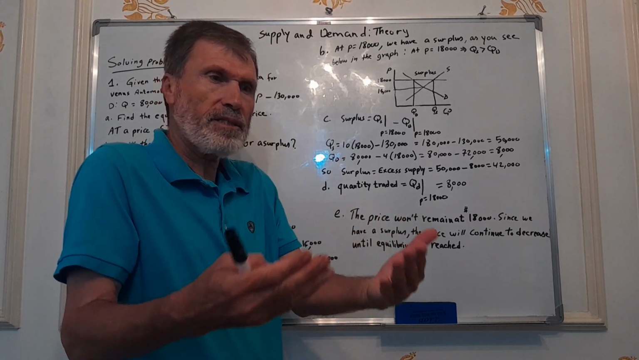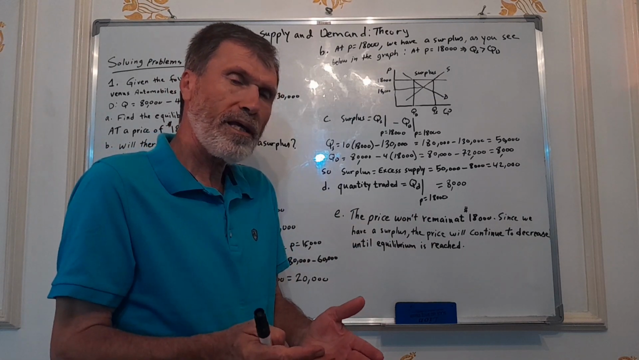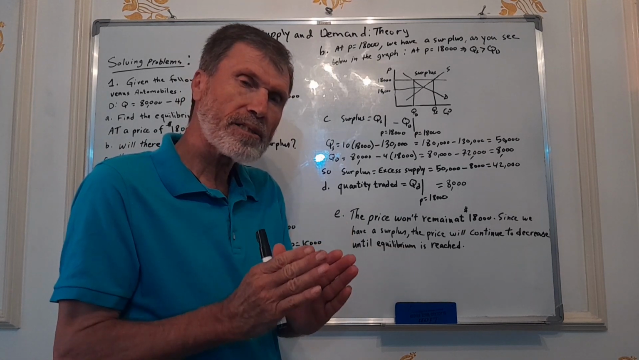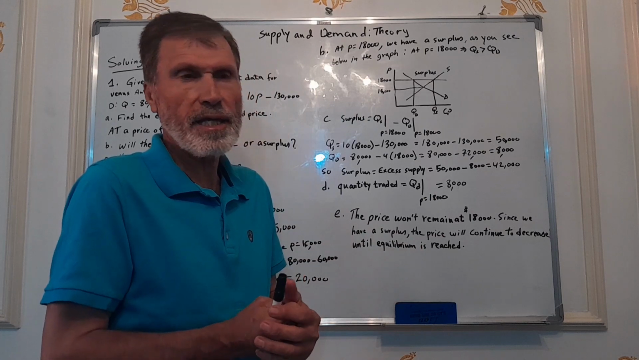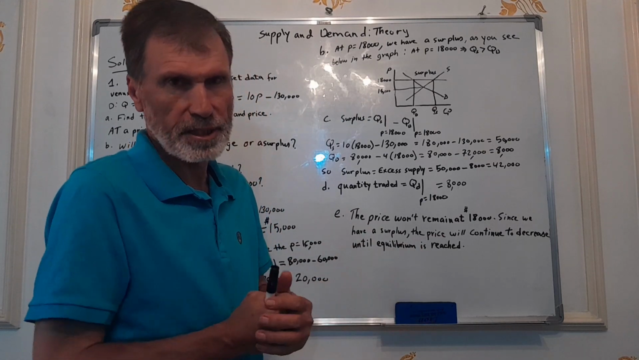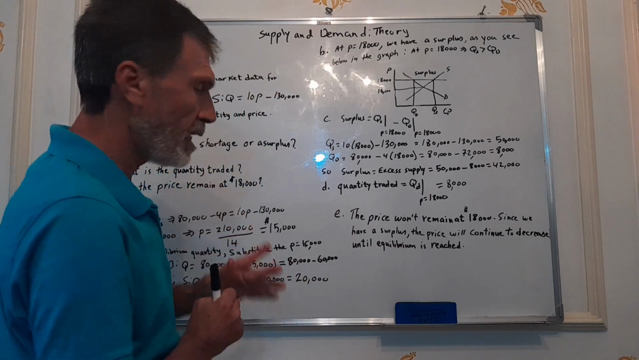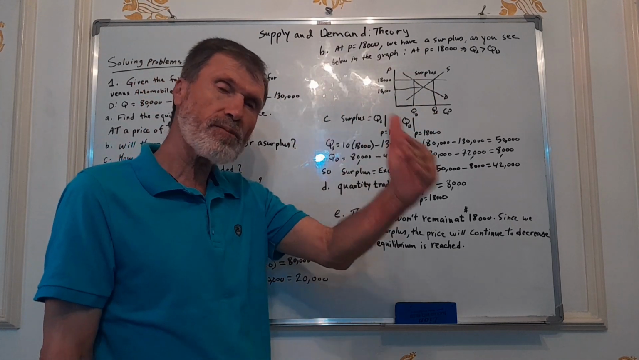It is presented for sale 50,000, and only the buyers want to buy 8,000. So eventually only 8,000 is bought and sold. This is the quantity traded. Of course, will the price remain at 18,000? Remember, at 18,000 we have a surplus.